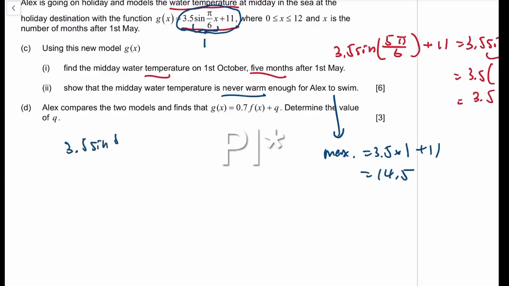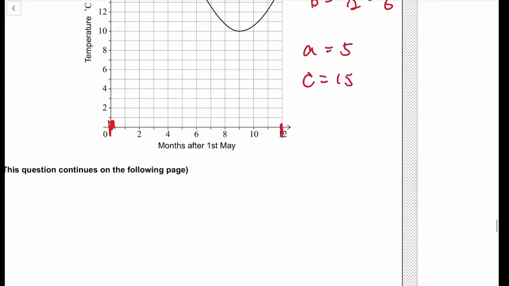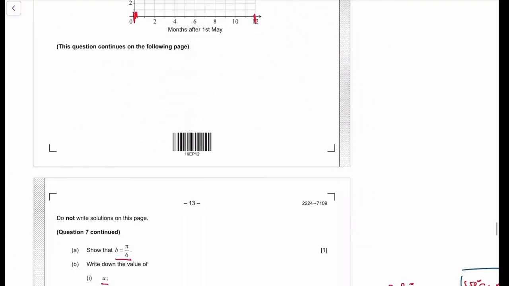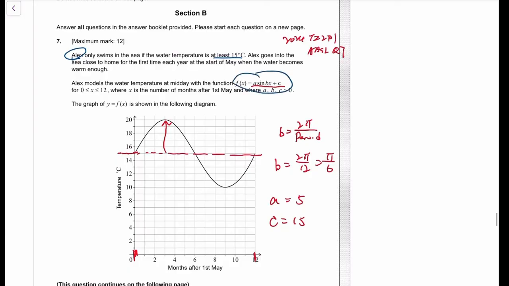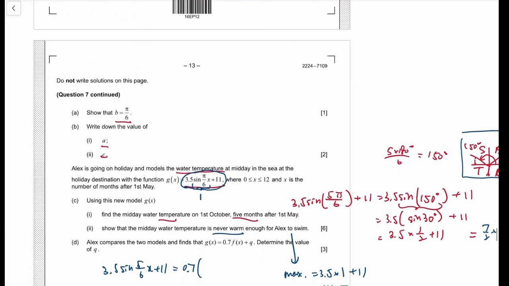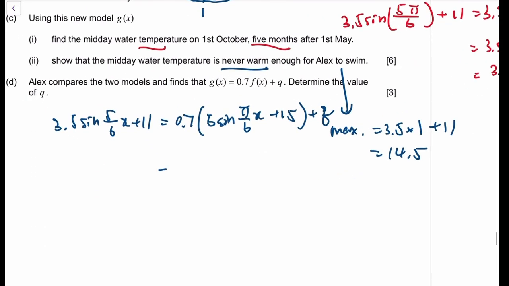Okay, so that's rather straightforward. He wants this, which is g(x), to be 0.7 of f(x). f(x) was what we found in the previous part. This graph is f(x). So it's 5 sine pi over 6 x plus 15, and then plus q. So 0.7 times 5 is 3.5. Then sine pi over 6 x.